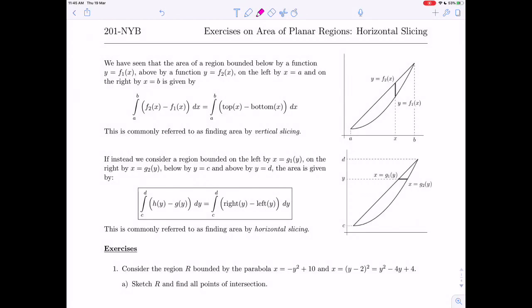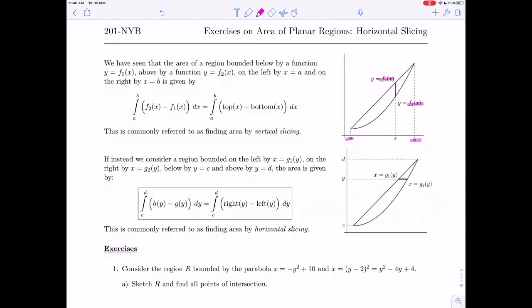We're going on with the study of area of planar regions, but now using a technique that is called horizontal slicing. So just to review what we've seen previously, we've talked about finding the area of a region that is bounded below by a function y is equal to f1 of x, above by a function y is f2 of x, on the left by x equals a, and on the right by x equals b.